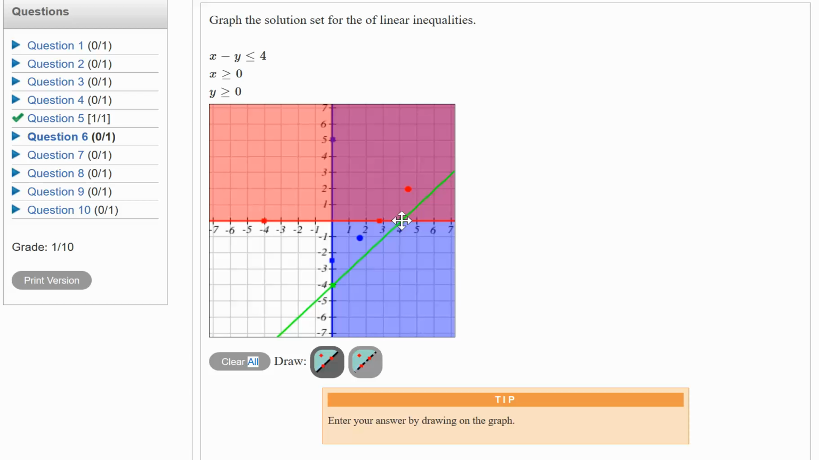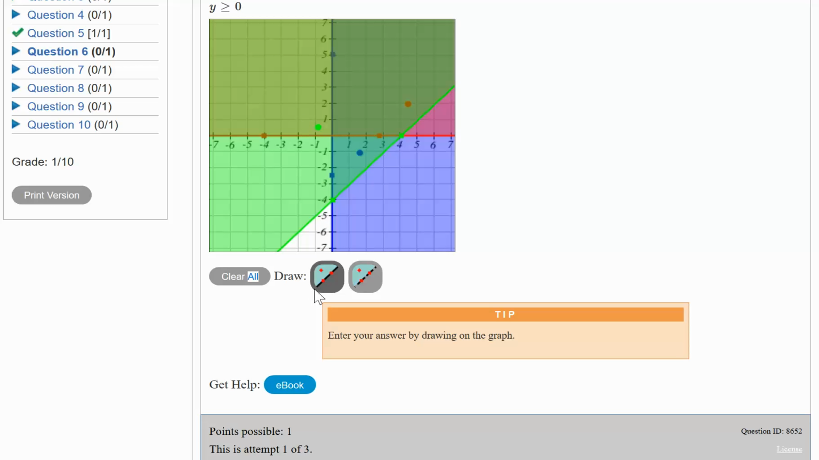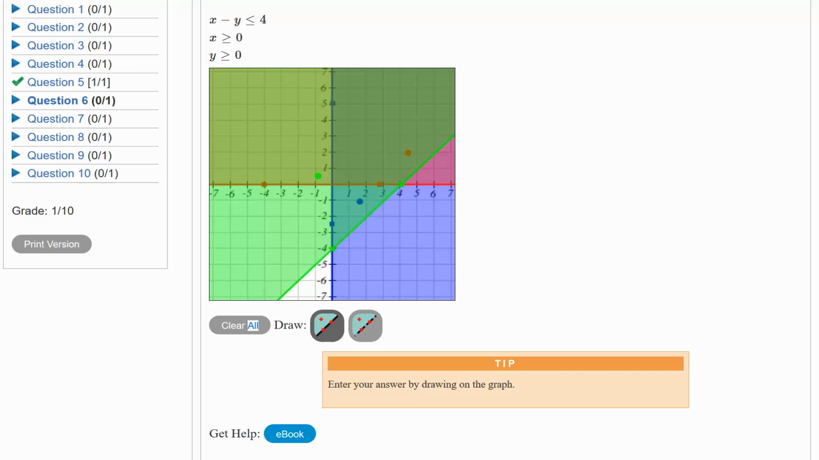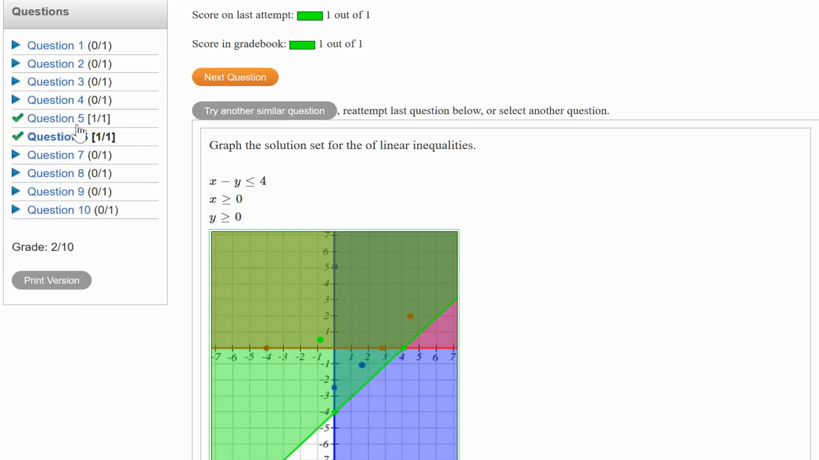4, 0 is right there. If I plug 0, 0 into here, 0 minus 0 is 0, and 0 less than or equal to 4 is going to be true. So that dot is true. And again, it doesn't matter where you plug it in, as long as it's to the upper right of that line. Okay, let's check it out. Let's take a look at it and see if I'm right. Yes, there it is. Okay, 2 for 2. Questions 5 and 6 are both correct.